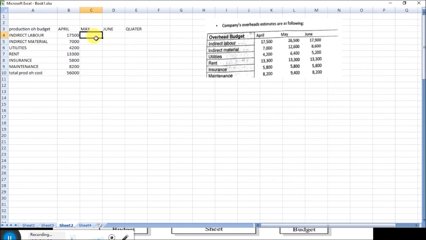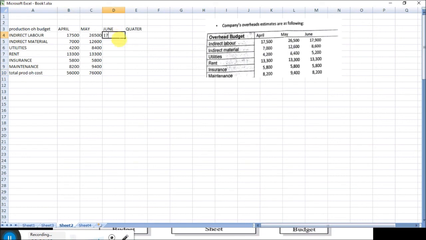In the month of May, again we will do the same procedure by adding all these numbers. So let us do it quickly. 26,400, 12,600, 8,400, 13,300, 5,800, 9,400, and the sum of all these is 76,000 in the month of May.